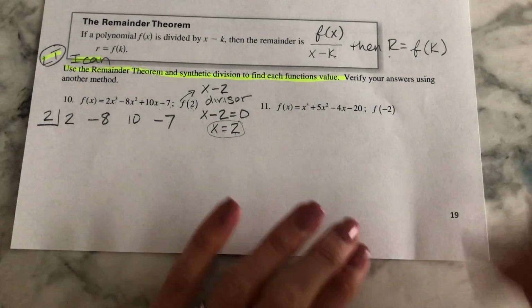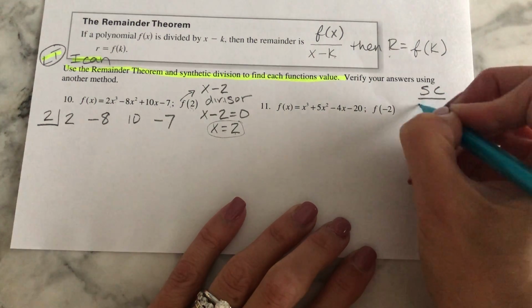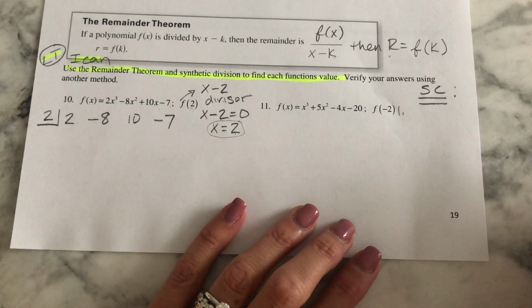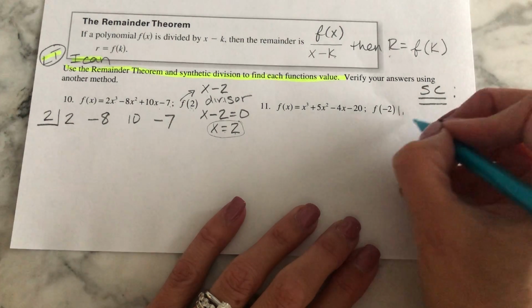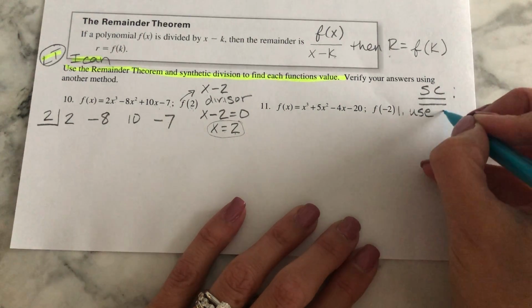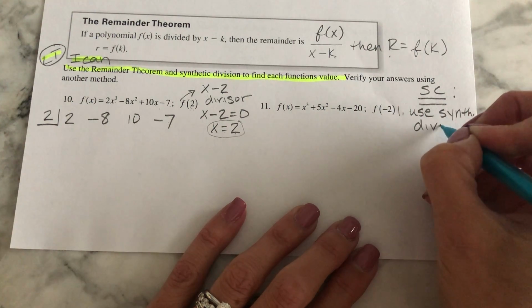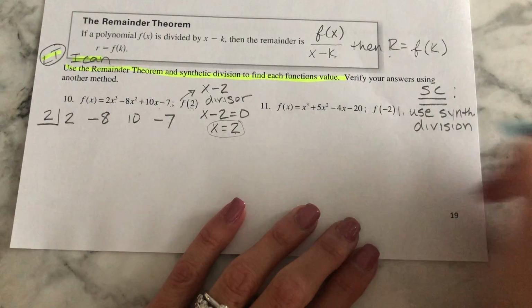Okay, so let's keep tally of our success criteria here. Step 1 is to use synthetic division, and that's what we're doing right now. Use synthetic division.